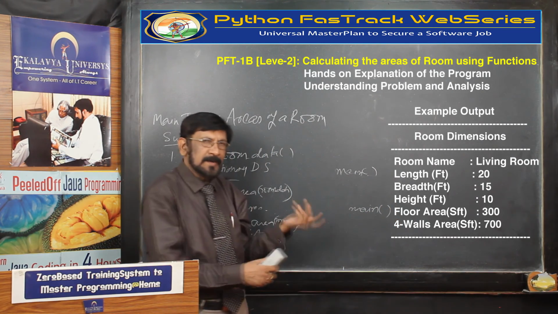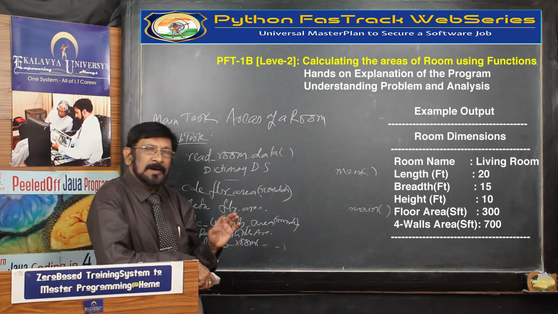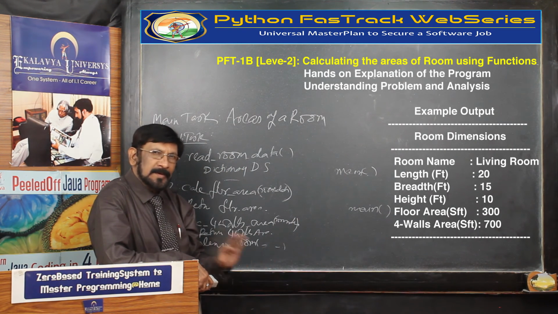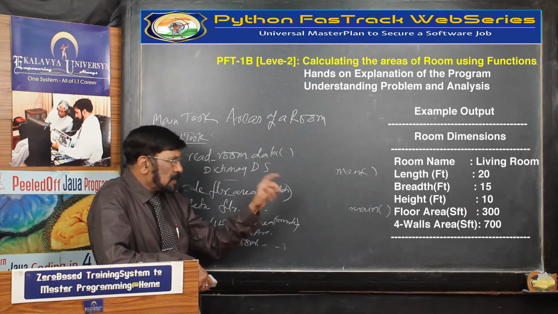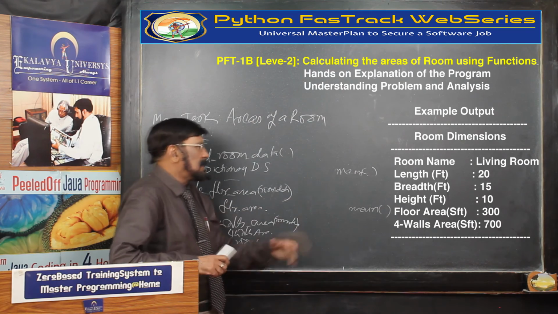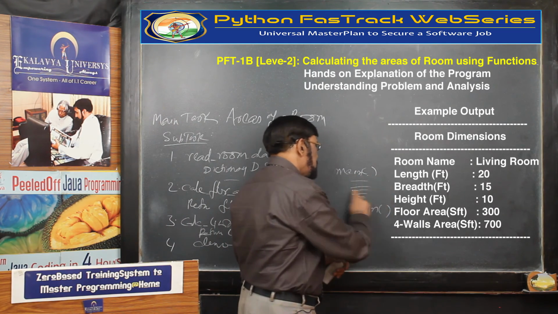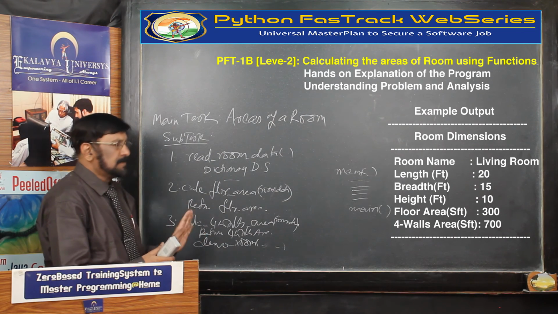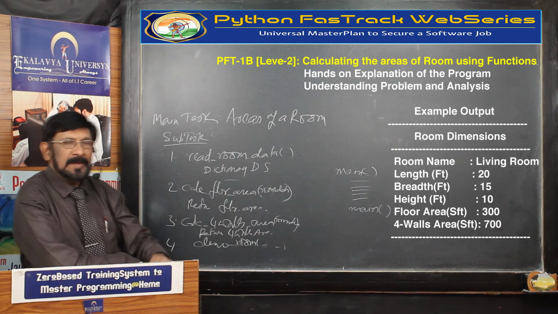Thereafter, we call the main function. Already I told you, the specialty of Python is that the main function should be called. It cannot be called automatically. So the main function should be called. When the main function is called, whatever function calls are made in it, in turn they are executed. Ultimately, you get the result as I showed you.